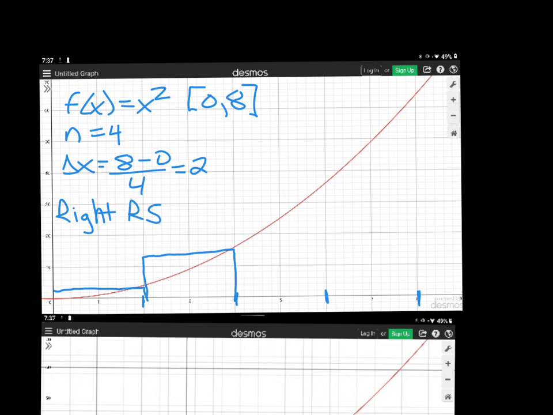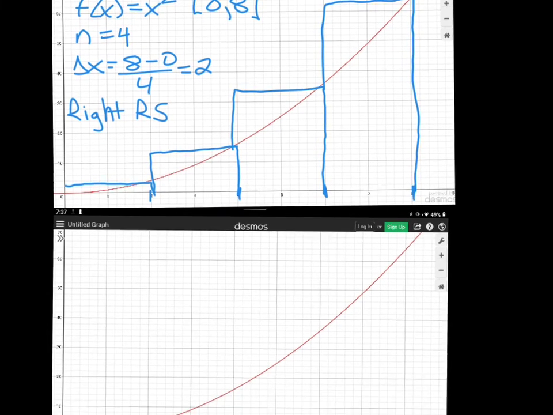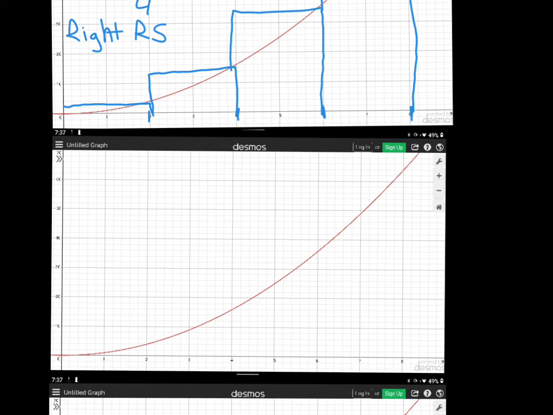Right? This is the right Riemann sum. Okay? So let's go to the left Riemann sum. This will be the left one. Our change in x is the same.